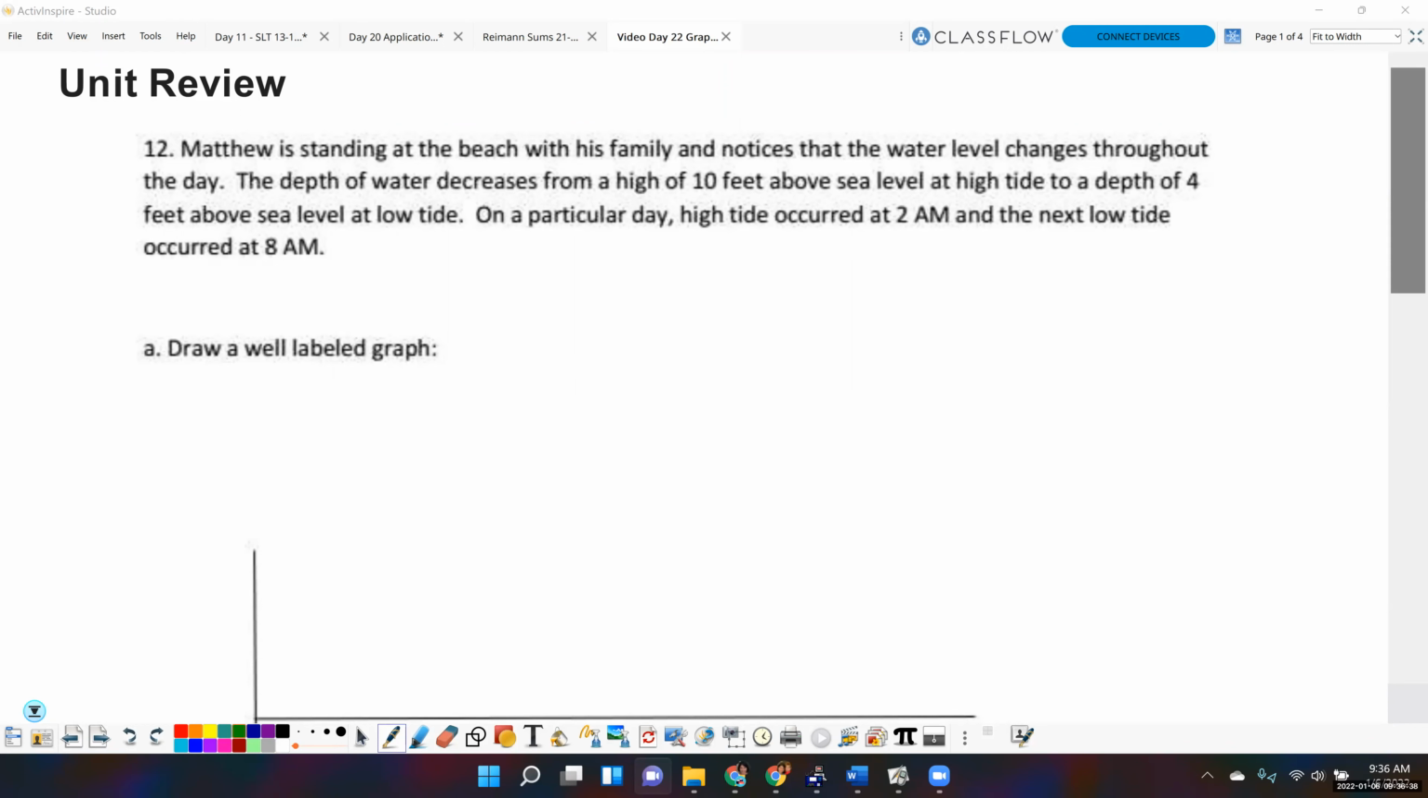Okay, this video is going to go through some review problems for our unit test on graphing trig functions. Number 12 says, Matthew is standing at the beach with his family and notices the water level changes throughout the day. The depth of the water increases from a high of 10 feet above sea level at high tide to a depth of 4 feet above sea level at low tide.